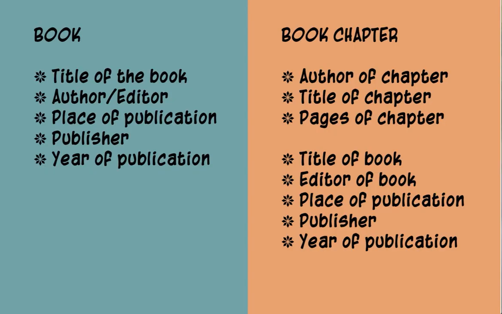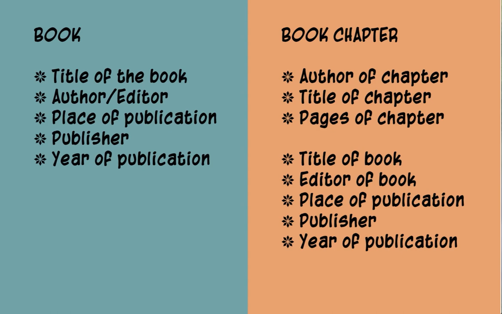So this graphic is showing you the elements that make up the different citations for a book or a book chapter. On the left-hand side, book, an entire book. You've got the title of the book, the author or editor, the place of publication, a publisher, and a year of publication. On the right-hand side, book chapter.